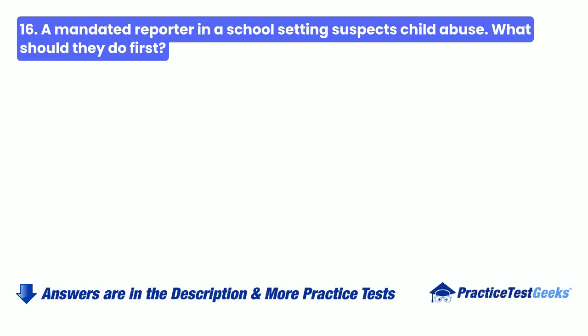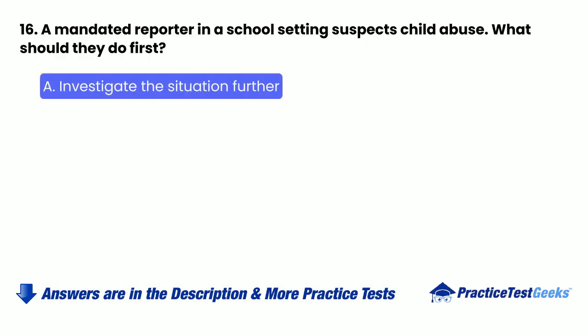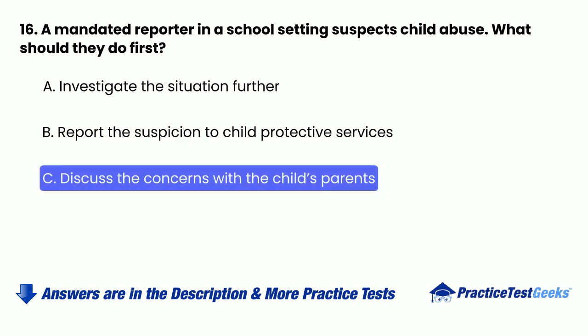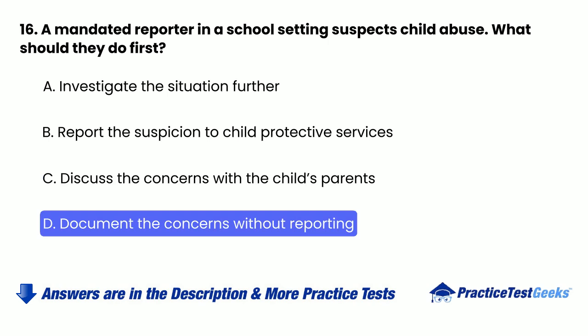16. A mandated reporter in a school setting suspects child abuse. What should they do first? A. Investigate the situation further. B. Report the suspicion to Child Protective Services. C. Discuss the concerns with the child's parents. D. Document the concerns without reporting.